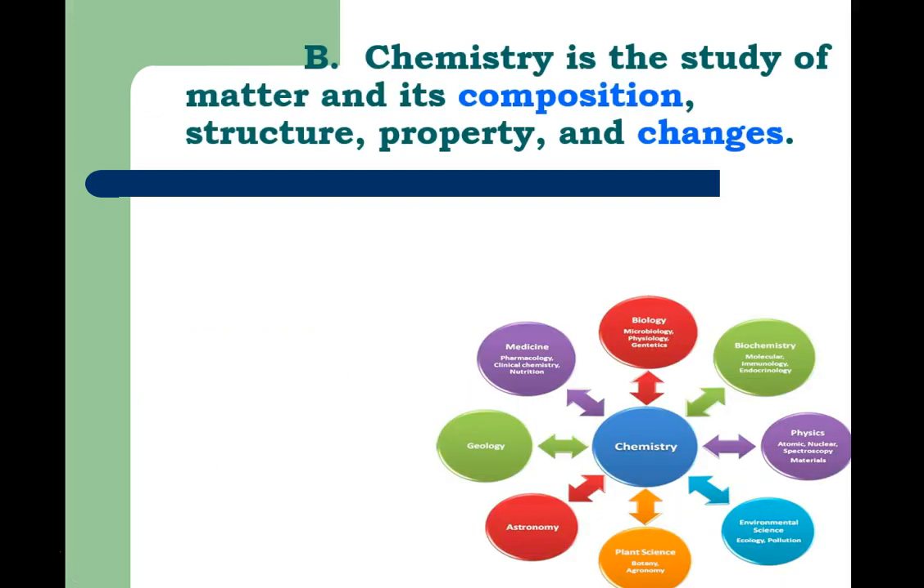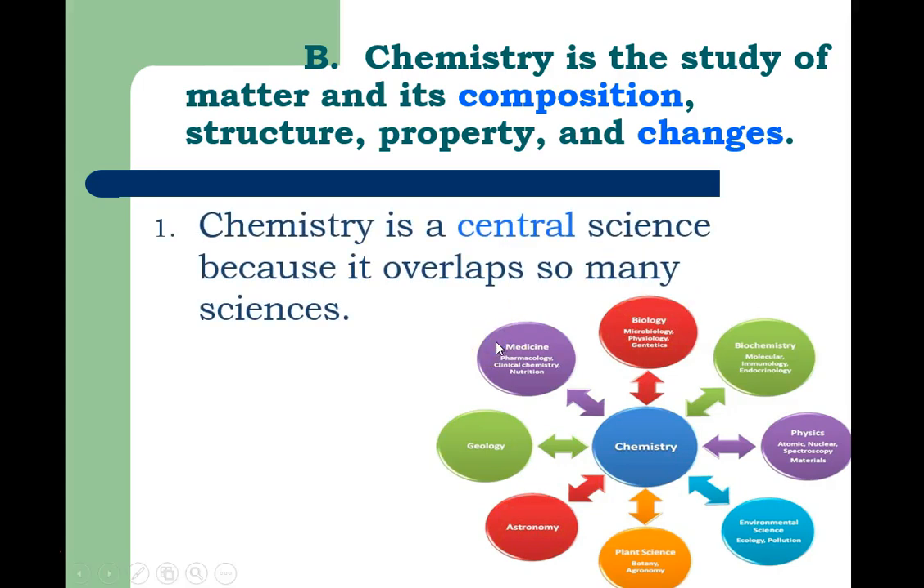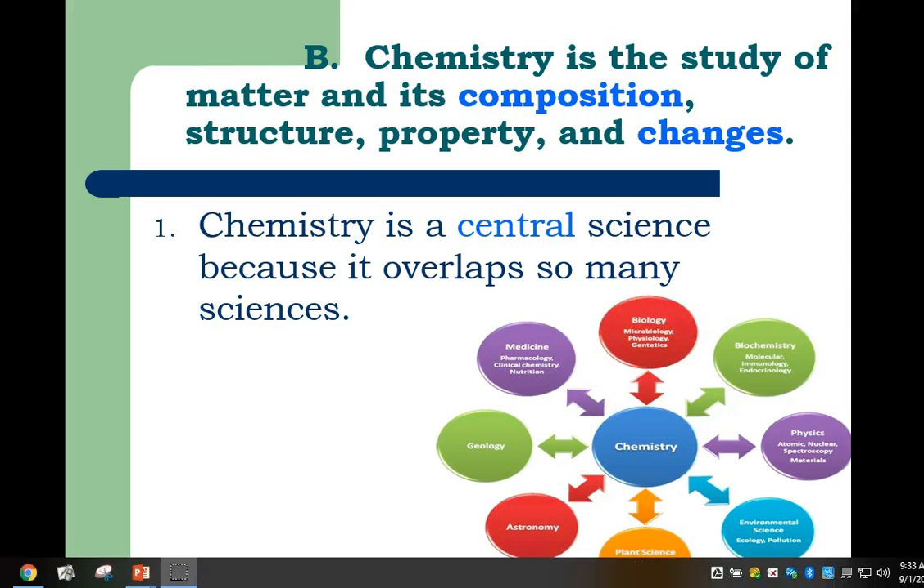So chemistry, that's what we are going to study. It is the study of matter and its composition, structure, properties, and changes. And the reason why people study chemistry is because it is considered a central science, and that is because it overlaps so many other sciences. With this diagram here, chemistry really has a part to play in a lot of other sciences like biology, medicine, geology. For geology, you can think about the different rocks and minerals out there. They all have a different chemical composition.